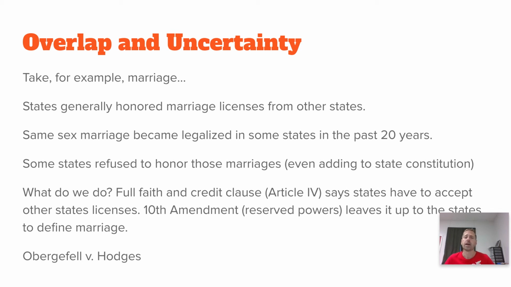We know, starting about 20 years ago, some states started to allow same-sex marriages. Well, some states said we are not going to recognize these marriage licenses because we don't believe in same-sex marriages. And we even added state constitutional amendments that forbid same-sex marriages. And so we have this question, this gray area. Article 4 says we have to honor every other state's licenses and records. But we have the 10th Amendment that says, it's a state power.